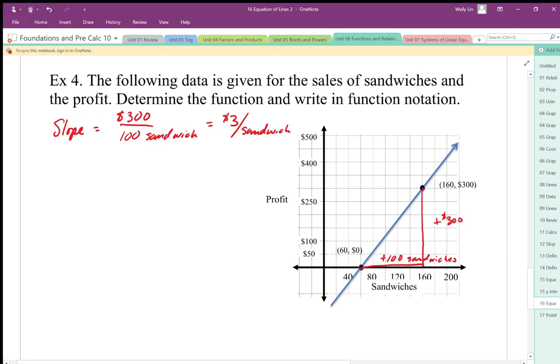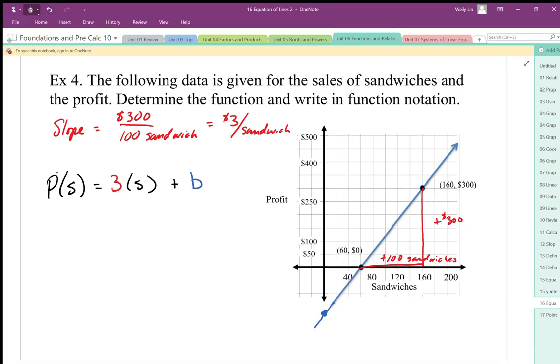So I need to write this in function notation, so I need to find the y-intercept. It looks like the y-intercept is negative because we're probably going to have some kind of loss to start our business. So then I'm going to write this in function notation. My profit as a function of sandwiches is going to be equal to $3 per sandwich times the number of sandwiches plus my initial cost. Okay, how much I lose before I sell any sandwiches.